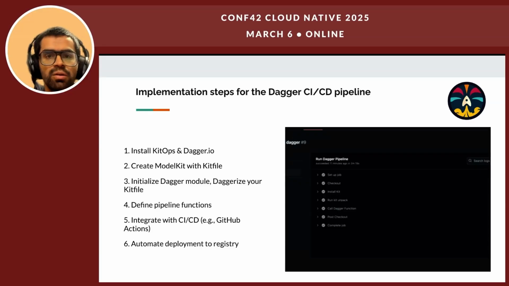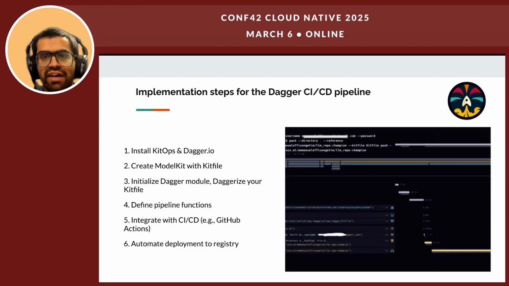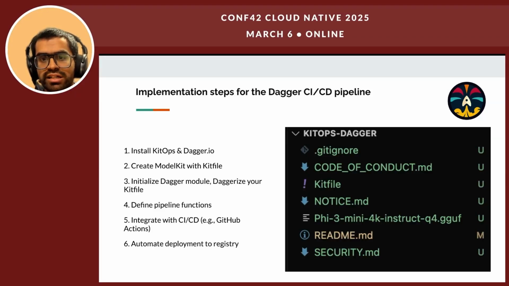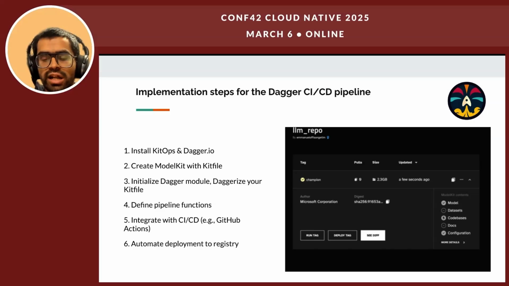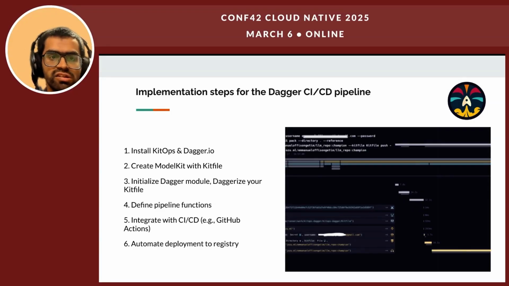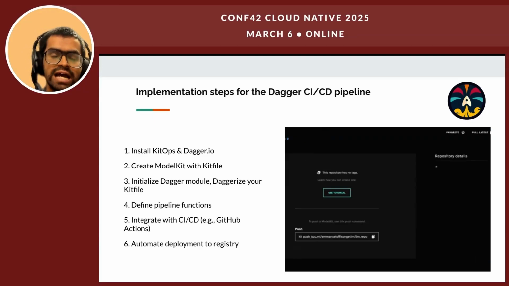And here's an example of how you can use it with Dagger CI/CD. So you install KitOps, you have Dagger.io installed, and here you'll see what we are doing is that you create your kit file, you run your Dagger pipeline, and based on the Dagger pipeline, what would happen is that once you have created the model kit with the kit file, you initialize your Dagger module, and then you Daggerize your kit file.